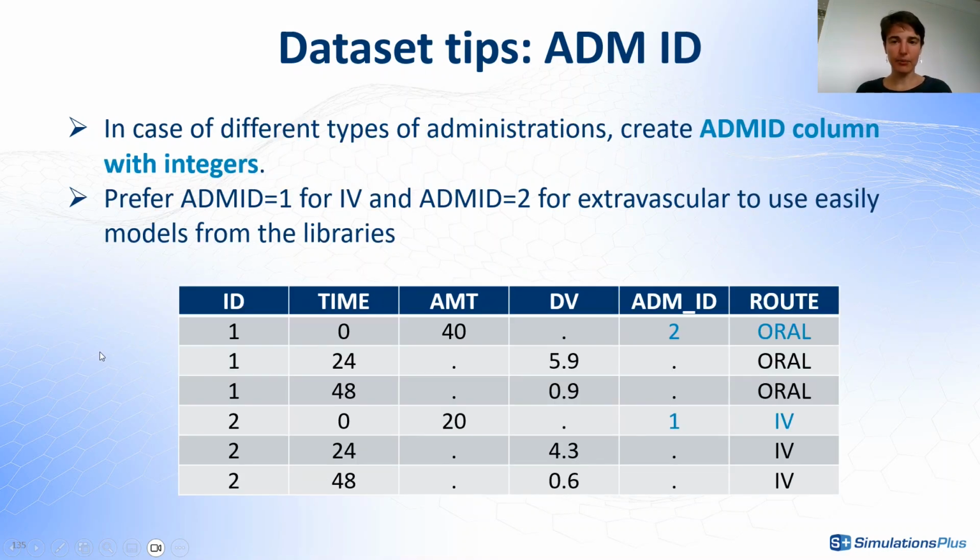Then the second topic I would like to stress is this ADM ID column that allows you to distinguish several types of administrations. It's really more clear in Monolix if you have your dedicated ADM ID column, although in some cases you can reuse the CMT column that you already have. And if you create a new column, what is nice is to put number 1 for IV and number 2 for extravascular. That's not mandatory, but that would allow you to easily use all the models from the library, so it's convenient to use this convention of numbers.